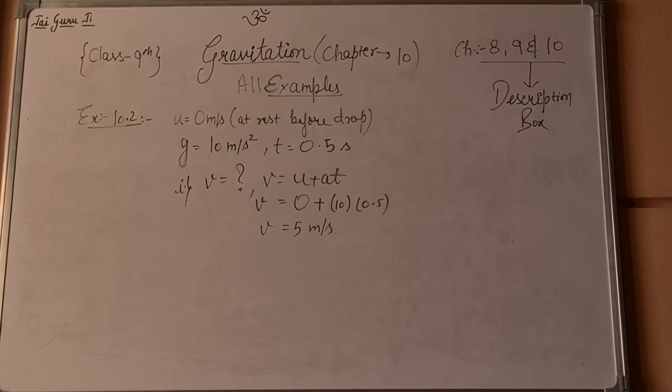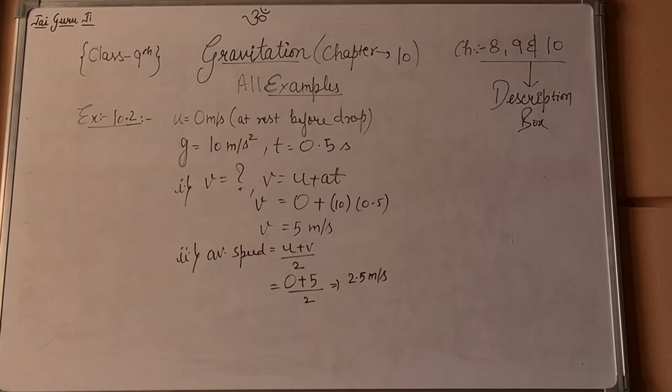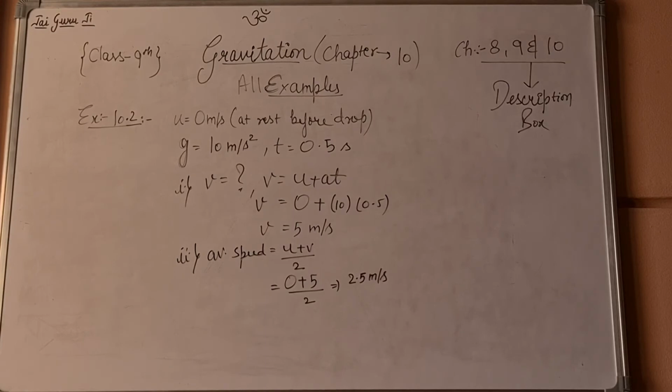So the formula of average speed is (initial velocity plus final velocity) upon 2. Now I have substituted the value of initial velocity and the final velocity, and the outcome is (0 plus 5) upon 2. So 0 plus 5 is 5, 5 upon 2 is 2.5, and the unit of average speed is like speed, so its unit is meter per second. So average speed is equal to 2.5 meter per second.